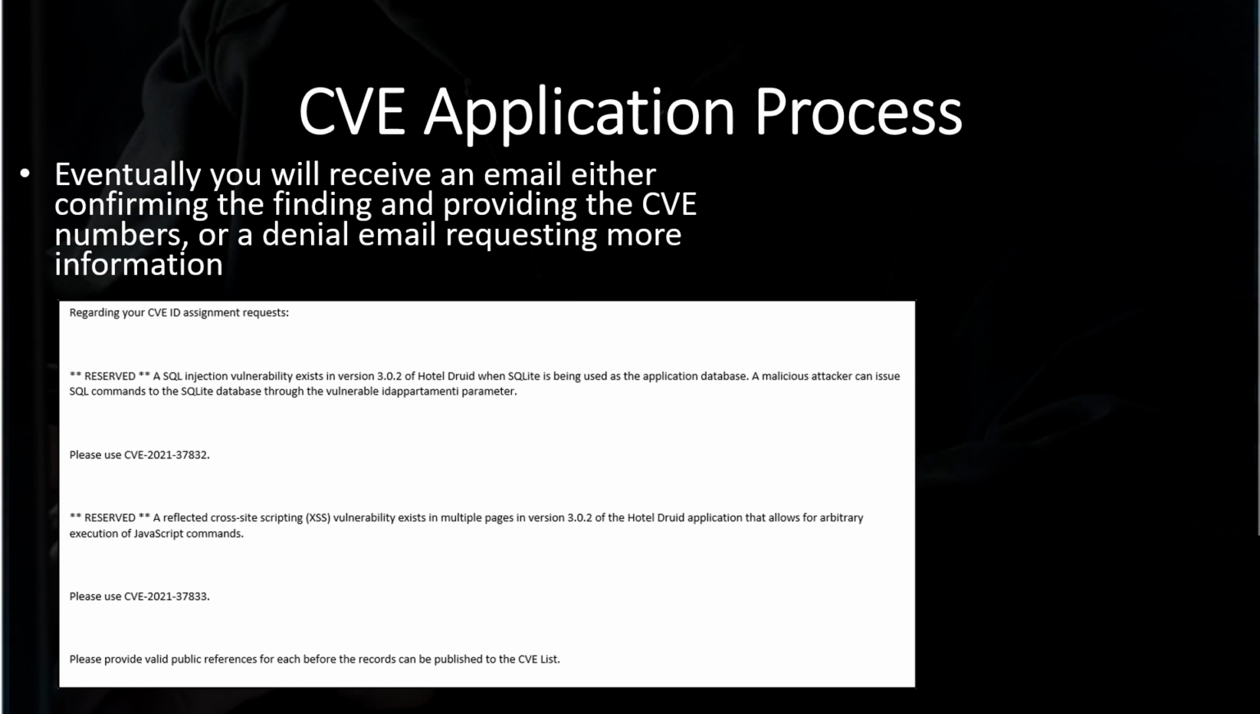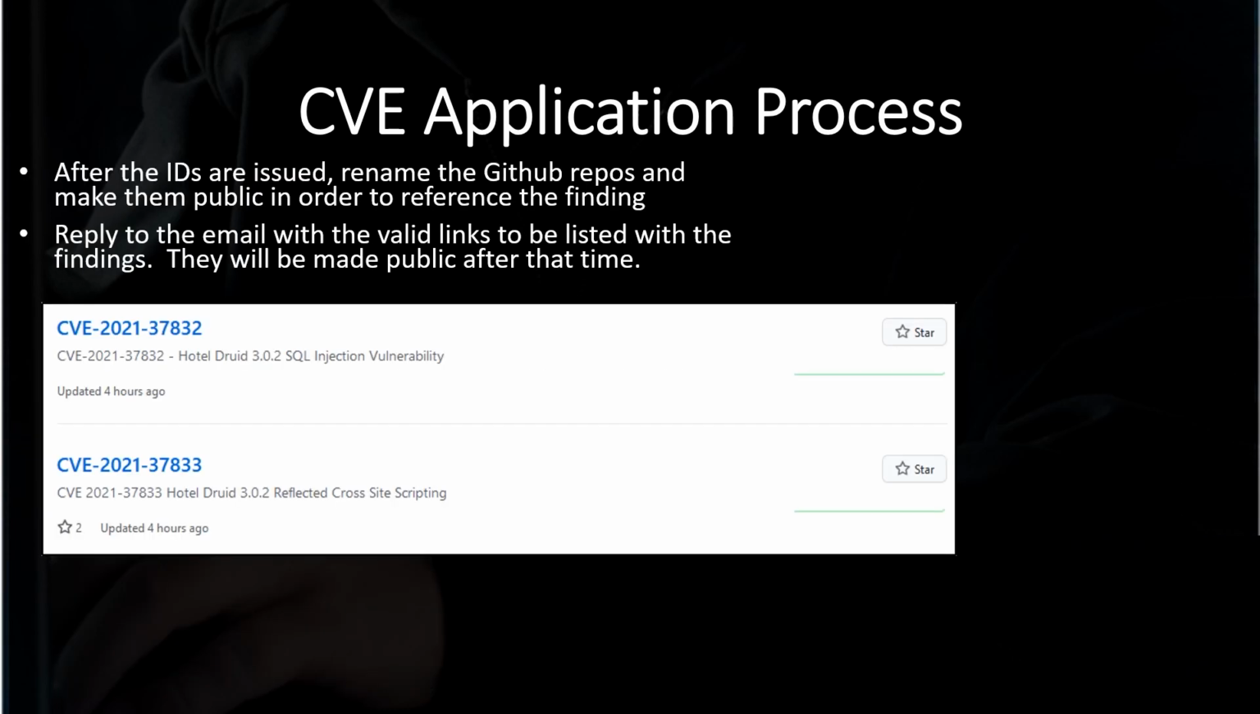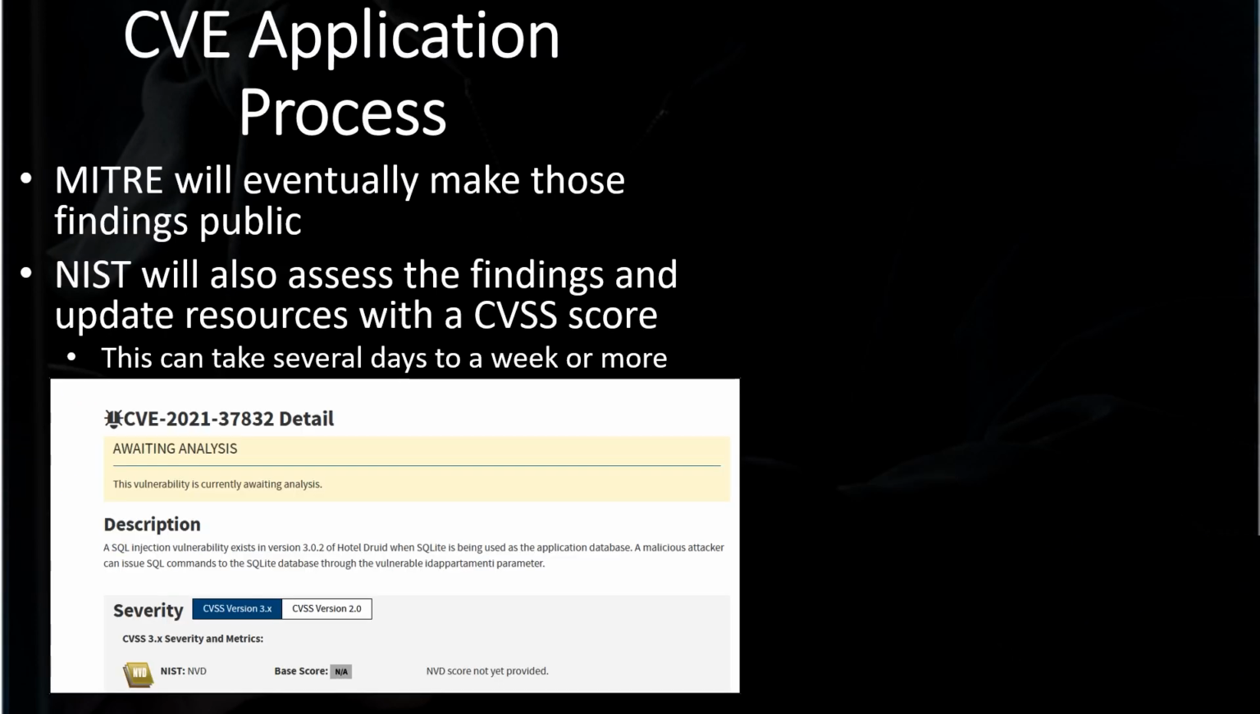So the CVE IDs are issued, and this is at the time where you would update your GitHub repo or whatever reference you're using, whether it be Medium or a public website that you have, etc. And then you're just going to respond to this email with those reference links. Then after the IDs are issued, here you can see I've changed the names of those GitHub repos. And I made them public in order to reference them. And again, reply to the email with the valid links. MITRE will eventually make those findings public.